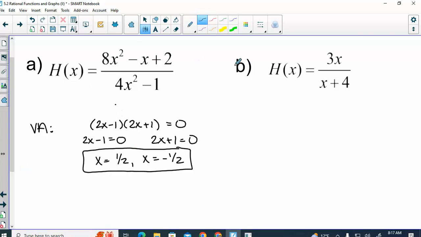All right, now we have to decide if it's horizontal or oblique, and that is based off the degree. So what's the degree at the top? And the bottom? Horizontal. So it's the same degree. That means it is horizontal.